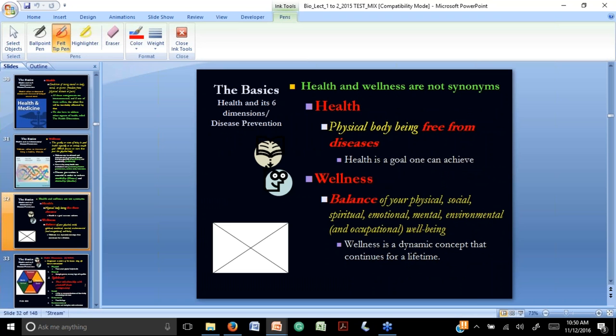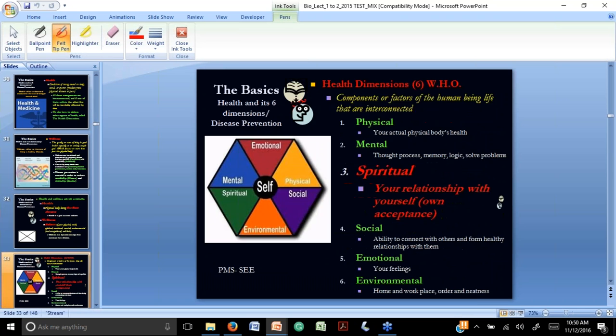So health is being free of disease, and wellness is the balance of your physical, social, spiritual, emotional, environmental, and well-being. So this wellness is directly related to the health dimensions. The health dimensions are talking about your wellness. Physical is mostly related to health. So this portion of the six dimensions is health, and the rest is going to be wellness. All together, they create a wealthy and healthy person.